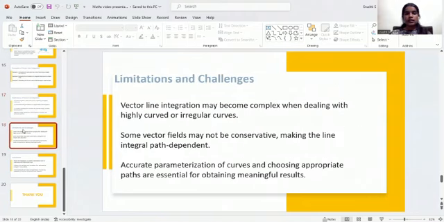Limitations and challenges. Vector line integration may become complex when dealing with highly curved or irregular curves. Some vector fields may not be conservative, making the line integral path dependent. Accurate parameterization of curves and choosing appropriate paths are essential for obtaining meaningful results.